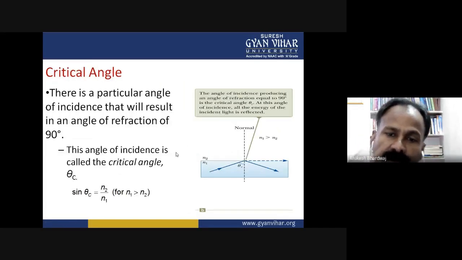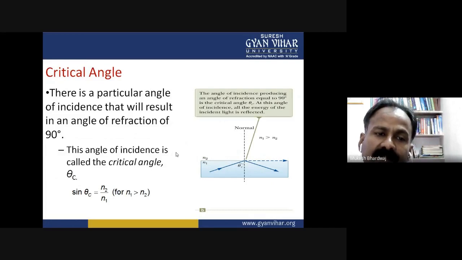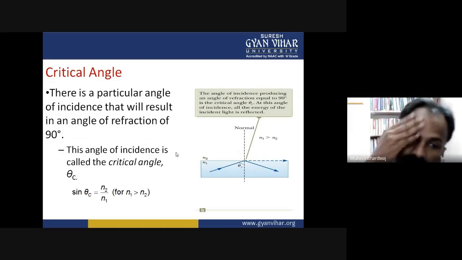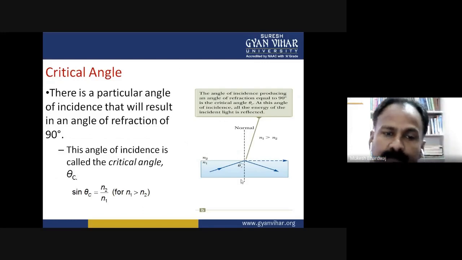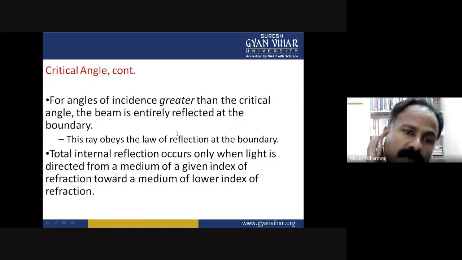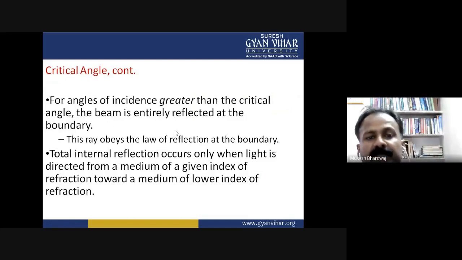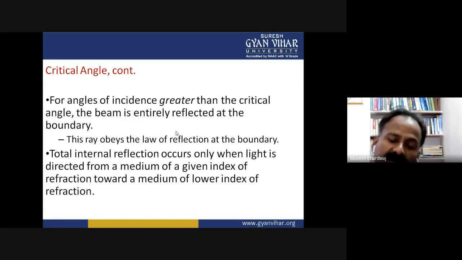Critical angle. This is a particular angle of incidence that will result in an angle of refraction of 90 degrees. This angle of incidence is called the critical angle, theta c. Sin theta c equals n2 upon n1. For angles of incidence greater than the critical angle, the beam is entirely reflected at the boundary. This ray obeys the laws of reflection at the boundary. Total internal reflection occurs only when light is directed from a medium of a given index of refraction towards a medium of lower index of refraction.